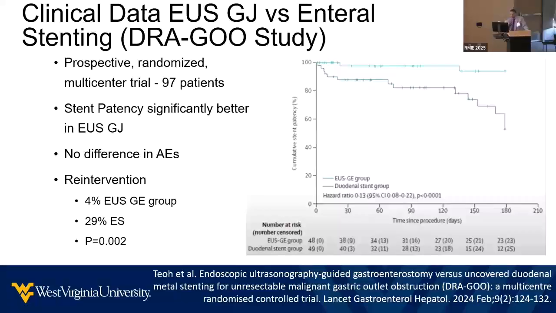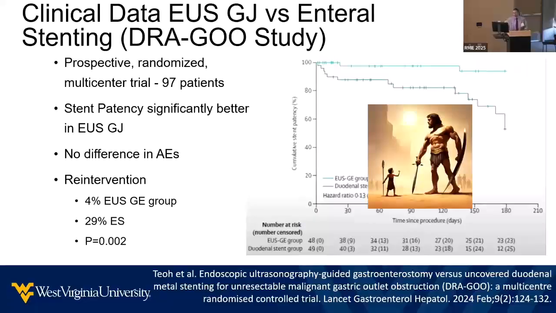And the Dragoo study, I'm glad Ken brought this up, was a prospective study of 97 patients. On the face of it, it looks like this is a study that potentially shows that EUS-GJ is superior. They found initially that stent patency was better in the EUS-GJ group, and the reintervention rate was higher in the enteral stenting group.